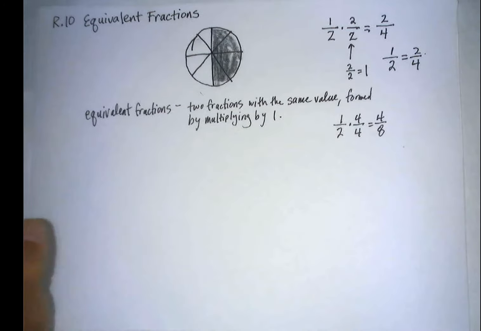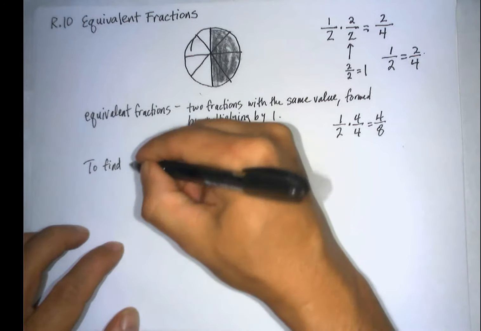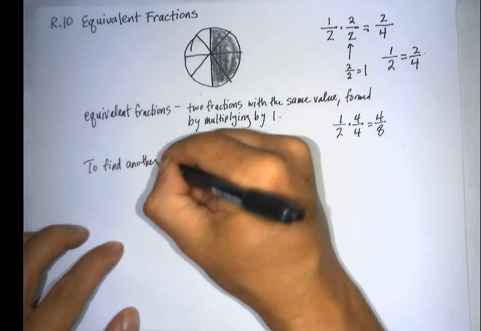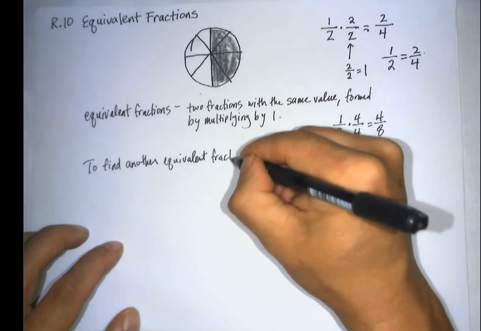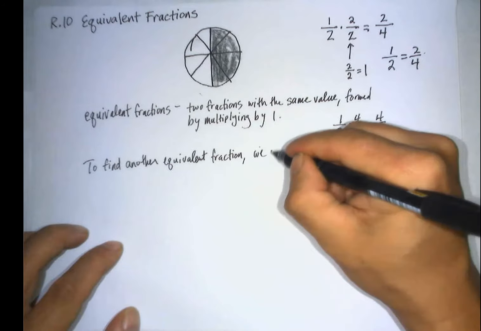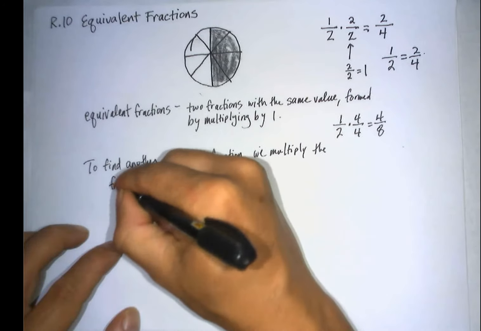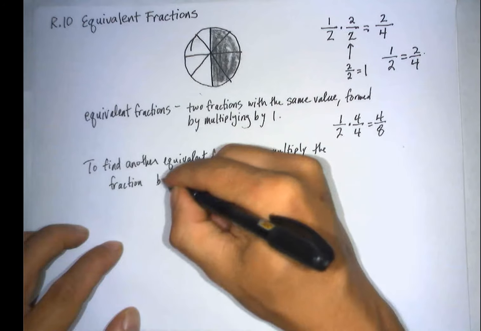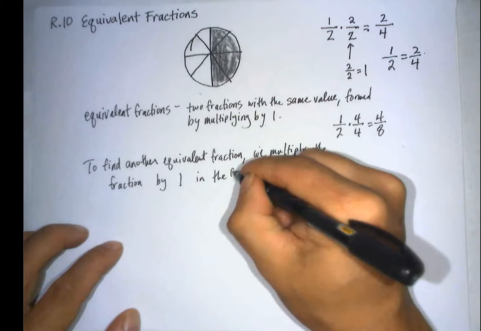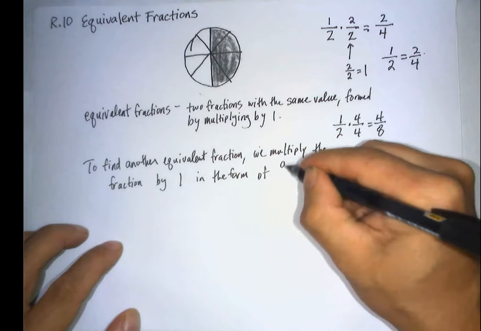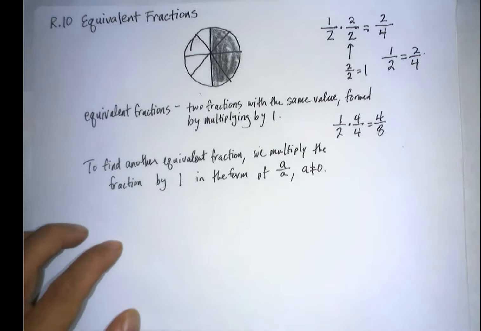Okay. So to find another equivalent fraction, we multiply the fraction by 1 in the form of a number divided by a number, provided that the number is not equal to 0. We can't divide by 0.